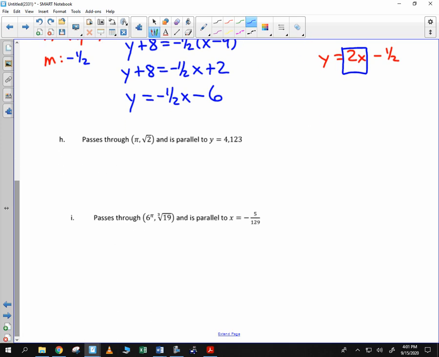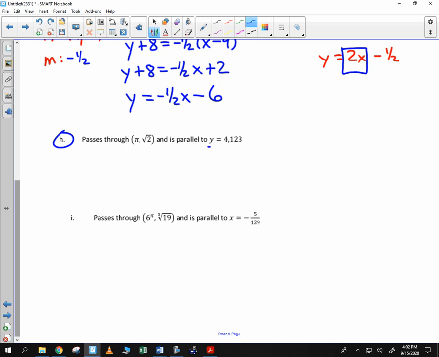I'm going to give you a second to look at h because it really shouldn't be too bad. It says passes through (pi, root of 2) and is parallel to y equals 4,123. Well, what's the equation for the line? And this is actually a really simple problem. It just looks really confusing.